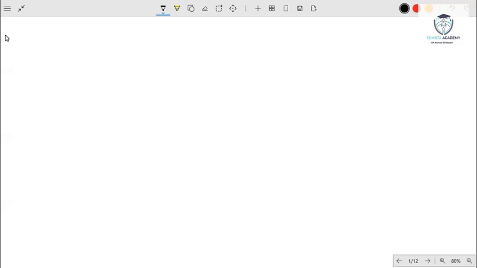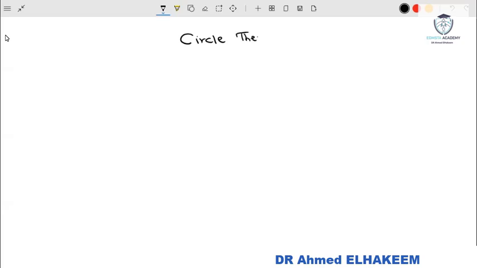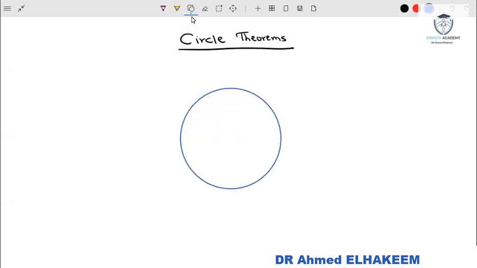So now we will start our session today. We will start by doing a revise on circle theorems. Okay. So at the beginning, we need to draw a circle.